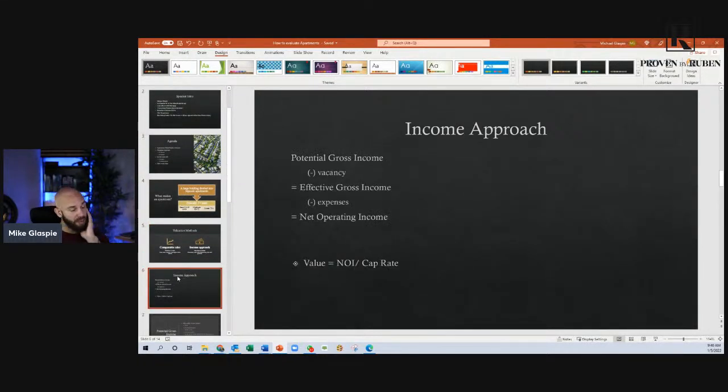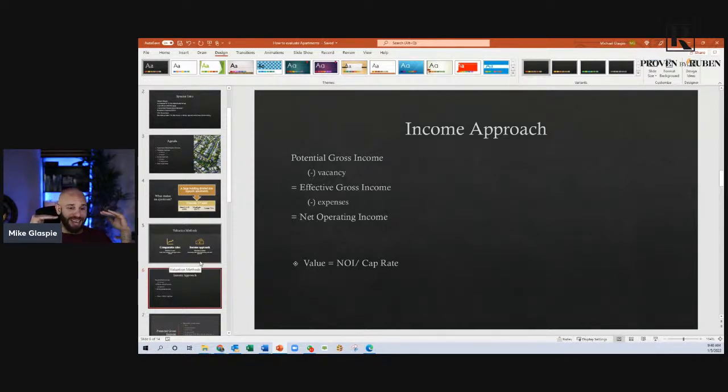But we're going to talk about the income approach right now, because a lot of times when people buy apartment complexes, they buy it, they get it stabilized, and then they sell it for a profit using this method. So the formula is this. The formula for the income approach is potential gross income minus your vacancy equals your effective gross income. From there, you minus your expenses to come out with your net operating income. And don't worry, we're going to break each one of these down, so we don't leave you guys behind.